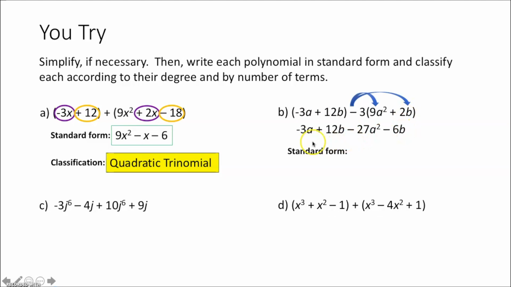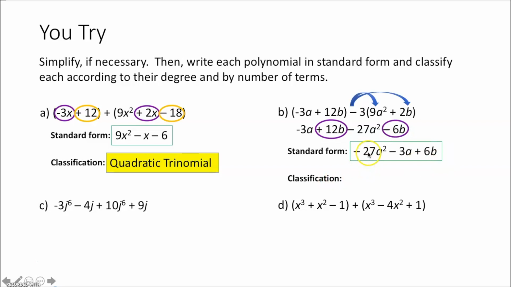Now, combine like terms. You would think you combine these, but this is an a, this is an a squared, right? They don't have the same degree or exponent, so you can't combine those. But we do have a b and a b, which we can combine. So this 12b minus 6b is going to give you positive 6b. Now we go from greatest degree to least degree, so we go -27a squared first, because that's the highest degree, minus 3a plus 6b. You could have rearranged these because they're technically the same degree, it doesn't matter, but this is going to be my standard form.